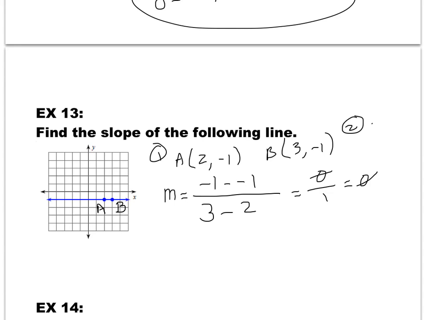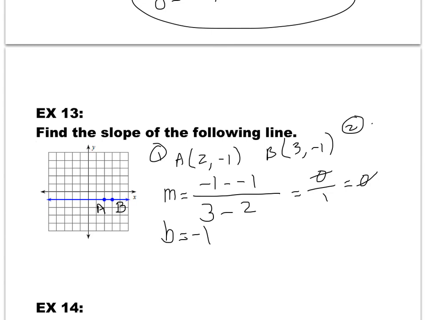Now, what is the y-intercept here? No. The y-intercept is here. This is the y-intercept, where it crosses the y-axis. So what is the y-intercept? -1. Okay? So you say the y-intercept is -1, where the line crosses the y-axis.